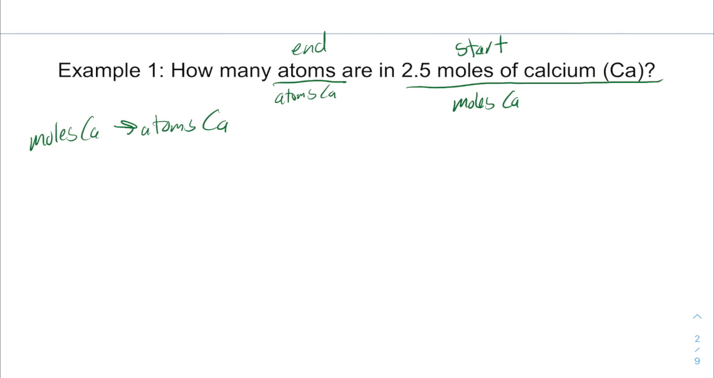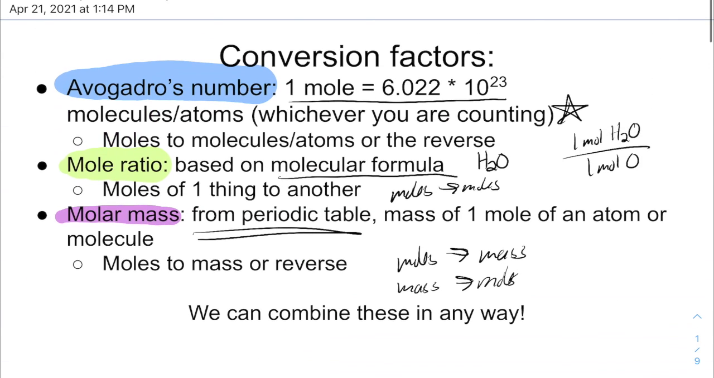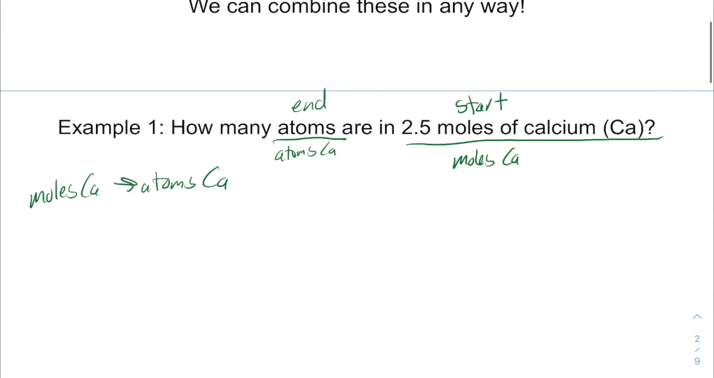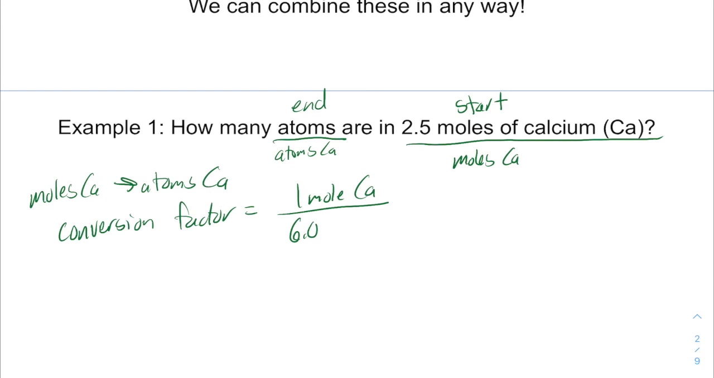If I take a look at my conversion factors, if I'm trying to go from moles to atoms, I'm going to be using Avogadro's number. So this means that my conversion factor here is going to be 1 mole of calcium is equal to 6.022 times 10 to the 23rd, Avogadro's number, atoms of calcium. Now I can start my setup.